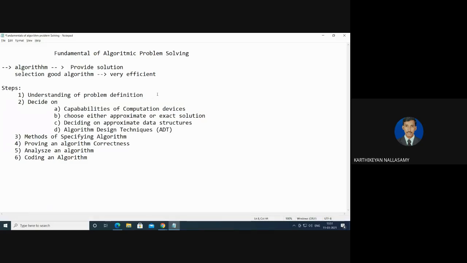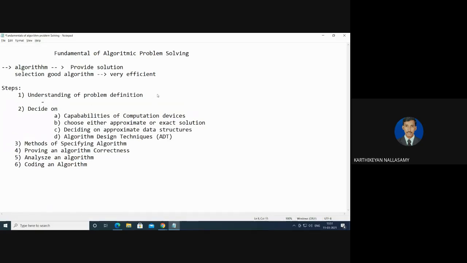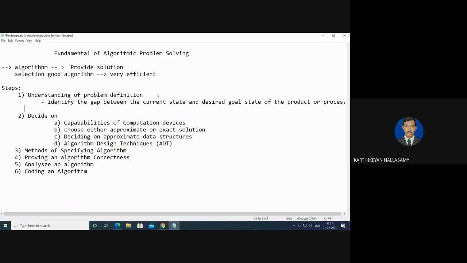Okay, I can go a bit deeper. Normally, the understanding of the problem statement is used to identify the gap between the current state, that is the current situation of that particular product, and the goal we are going to find. Whatever situation the product or a process is already in, identifying that is called understanding of the problem statement. If we don't have a proper, clear understanding of a problem, we are unable to provide a solution for any problem.